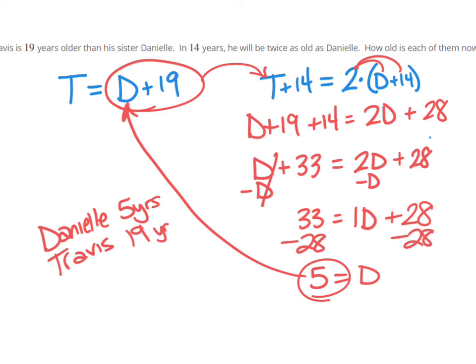And this is another one that you might be able to just check. You could check your answer. Let's think about it for a second. It says in 14 years, okay, so if you take Travis, oh, did you catch that? He is not 19. You plug 5 in for D, and that would make it 24 years old. He's 24. Okay, so in 14 years, what would he be? In 14 years, he'd be 38, and in 14 years, Danielle would be 19, and that is twice Danielle's age. Okay, just checking, making sure my answer made sense.